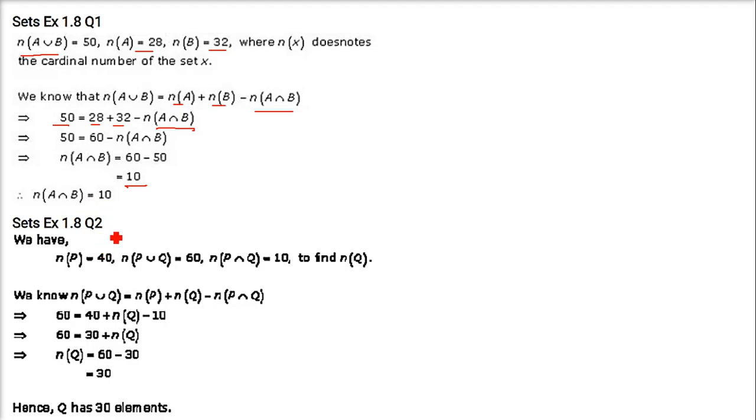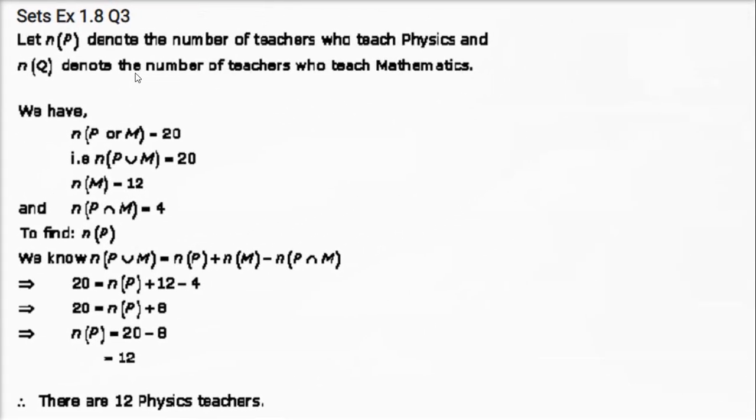Next question is: if P and Q are two sets such that P has 40 elements, P union Q is 60, P intersection Q is 10, you have to find n(Q). Again, the same formula we are going to use with P and Q. n(P union Q) is n(P) plus n(Q) minus n(P intersection Q). This is 60, this is 40, this is 10. So n(Q) will be 60 minus 30, that is 30.